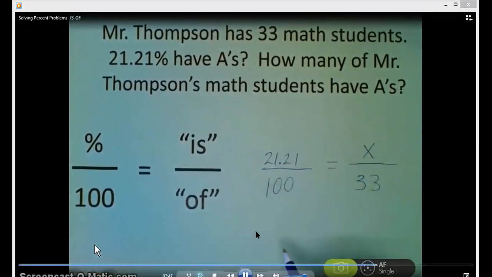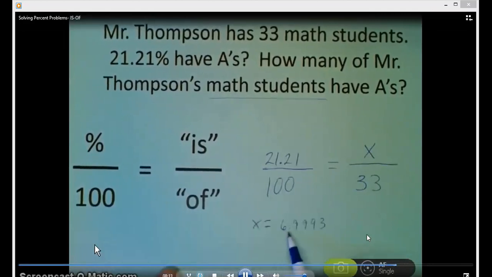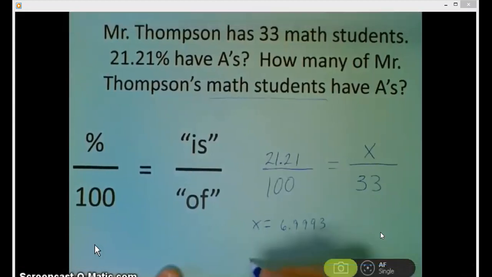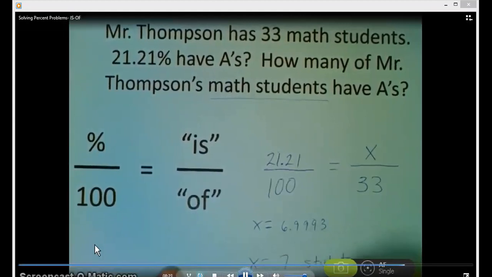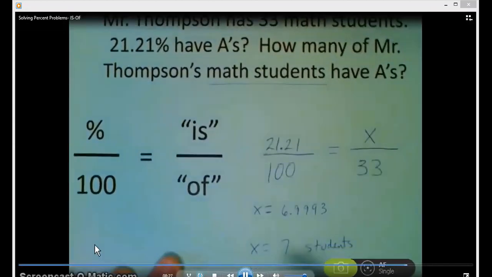So I can do a little bit of math here. 33 times 21.21, divided by 100. So I get 6 students and then a fraction of a student. So I would round this up to 7. X is 7 students. And your answer should have labels. Okay, so this is how we can solve word problems.